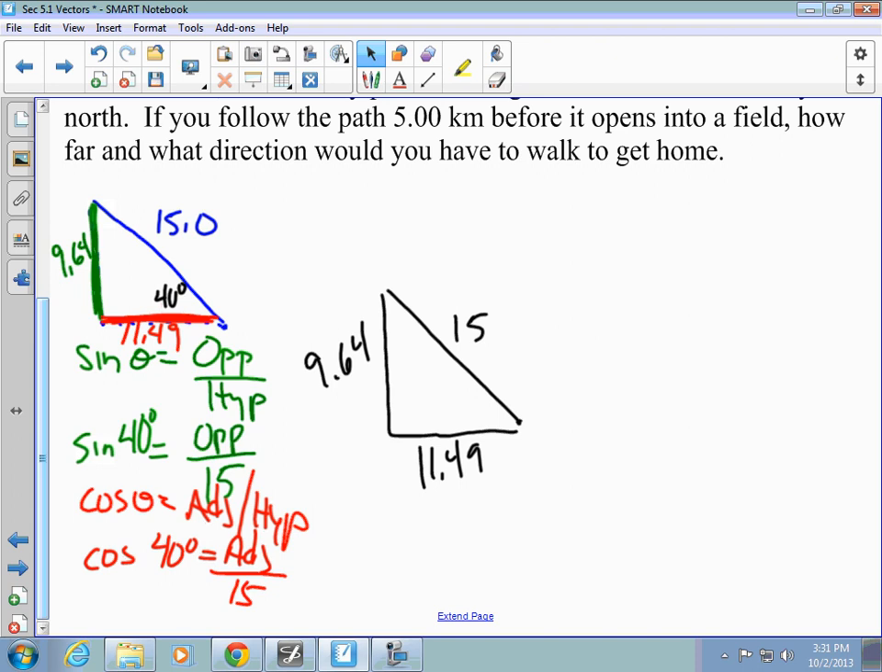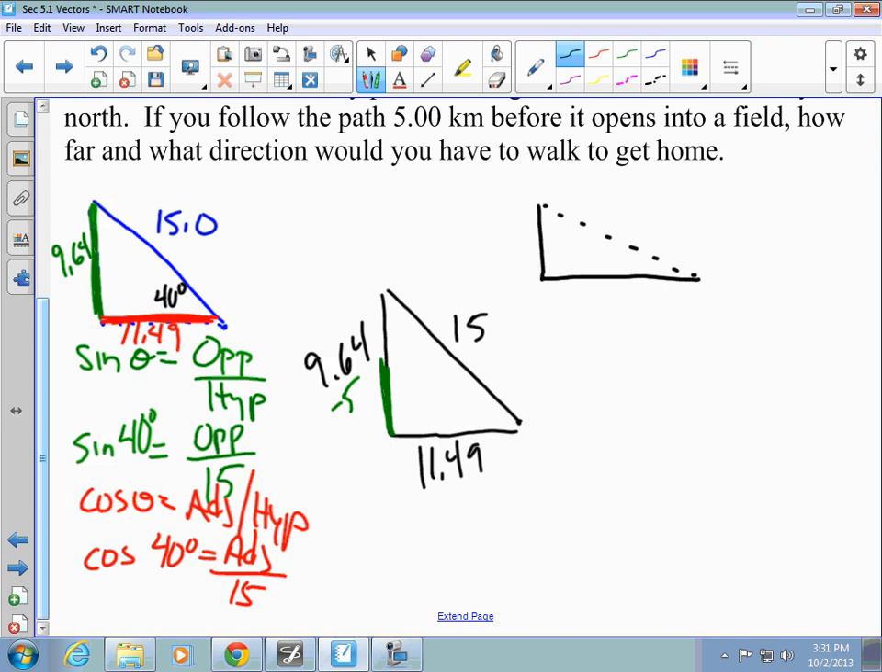But the question is asking, I have to walk 5 kilometers north before I can walk through the field. I have to walk straight north for 5 kilometers. Well, if I'm walking 5 kilometers north, I'm going to eliminate a good chunk out of this triangle, so we're going to subtract 5, and our new triangle is going to look like this. It's 4.64, because we subtracted 5, and still 11.49.